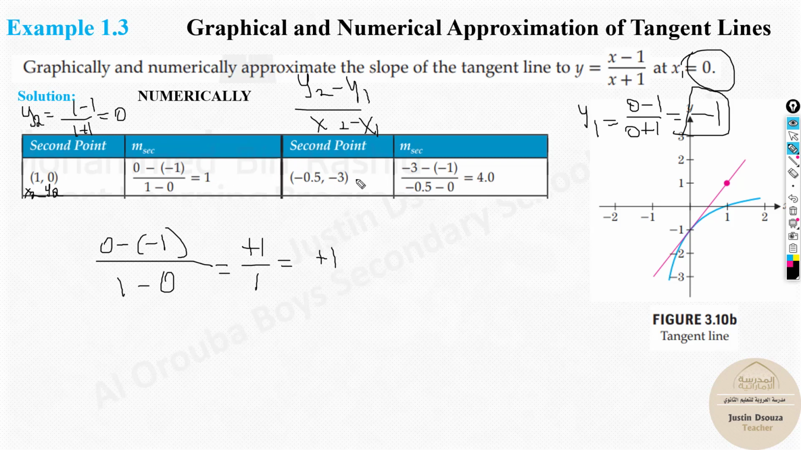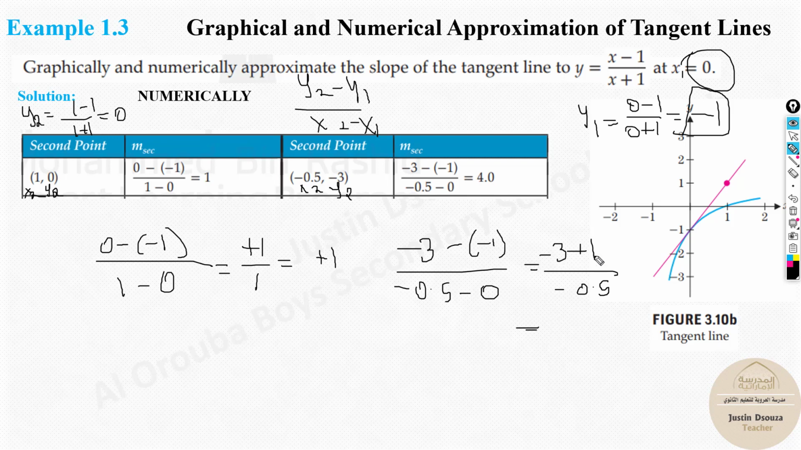Now the second thing, the same thing is done. Instead of x you put negative 0.5, you get minus 3, and then use this formula. This is now x2, y2, this keeps on changing. Y2 is minus 3, and y1 and x1 don't change. Minus of minus 1 divided by x2 negative 0.5 minus 0. Minus of minus is plus, so it is minus 3 plus 1 divided by negative 0.5. The answer would be minus 2 divided by negative half.